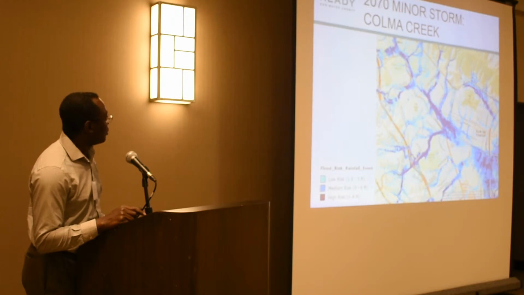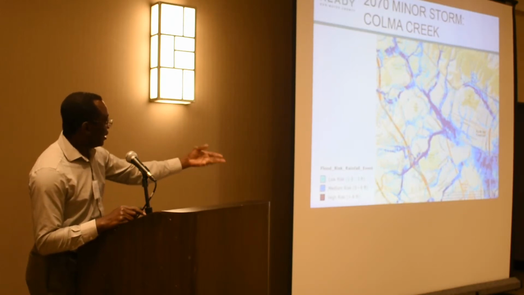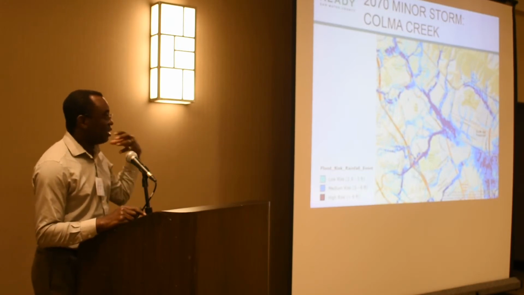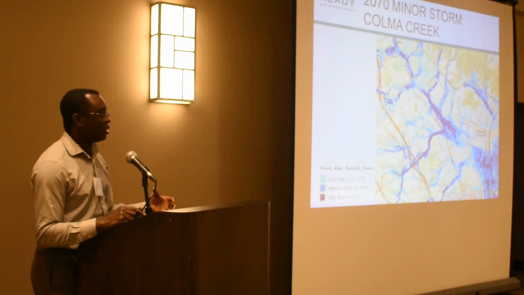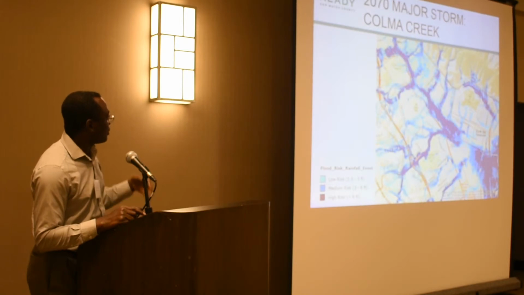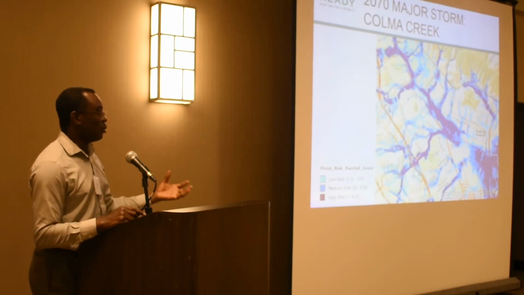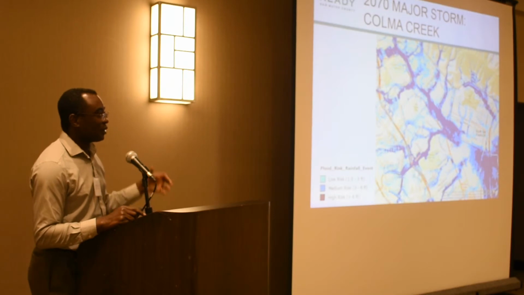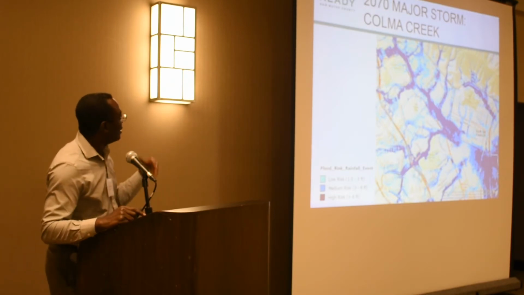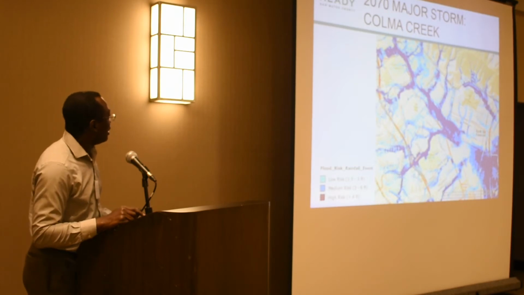And when we move on to 2070, you see the area at the bottom right of the picture where, again, fresh water is starting to accumulate close to the bay interface, largely because as the sea level rises, it's more difficult for the water to get out. And that intensifies as you go into 2070, the major storm.